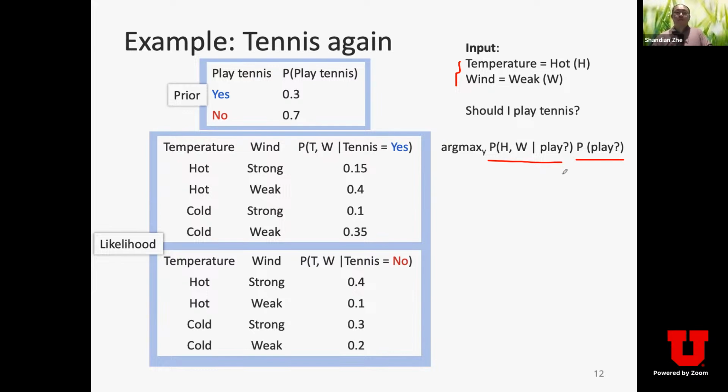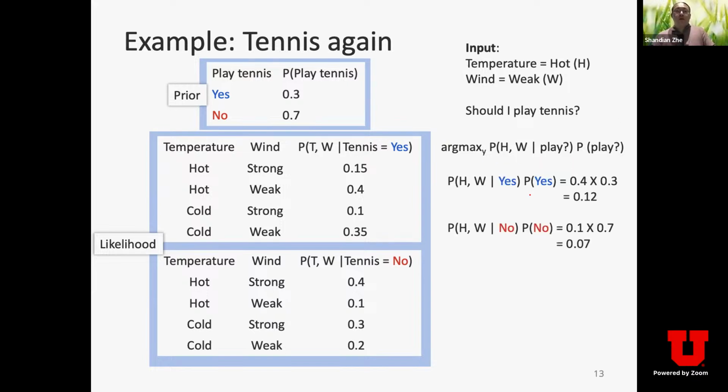Now, because we have two possible choices, yes or no, we just look at the different choices, what is the value of the corresponding product, and pick the decision that has the larger product. Okay, so we just look at it.